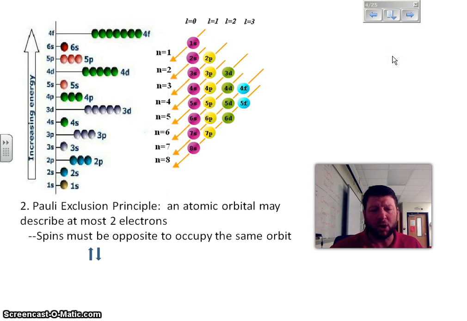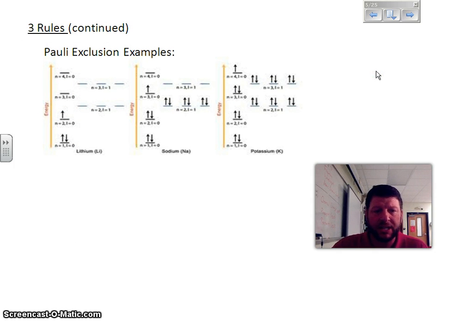Number 2 is the Pauli exclusion principle. This is rule number 2 of how the electrons fill their orbitals. This states that an atomic orbital may describe at most 2 electrons, and the spins must be opposite to occupy the same orbital. And this is shown by 2 little arrows in the boxes. And the third rule is Hund's rule. Okay? And here are some examples of this.